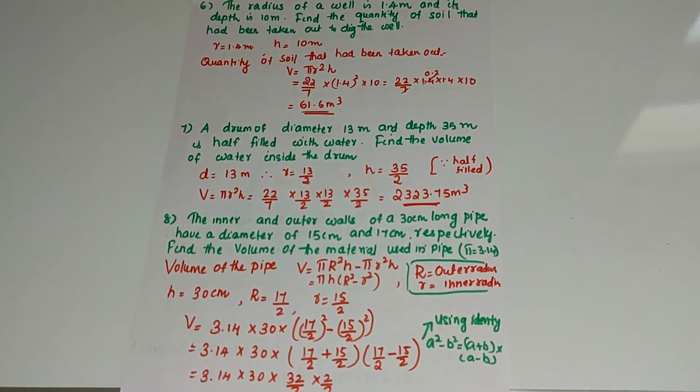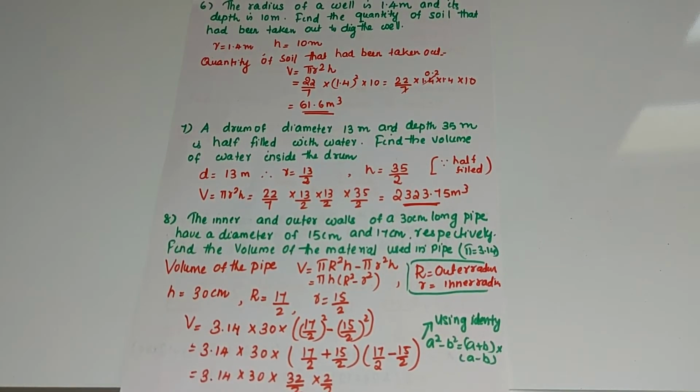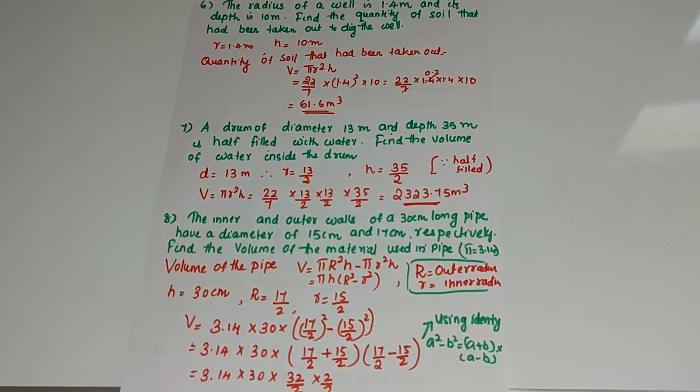So we can write the volume in another form, V equal to pi h into R square minus r square. Big R, I told you, is the outer radius, small r is the inner radius. Here it is given to use pi equal to 3.14. So V equals 3.14 into 30 into 17 by 2 the whole square minus 15 by 2 the whole square. So this is equal to 3.14 into 30 into 17 by 2 plus 15 by 2 into 17 by 2 minus 15 by 2.